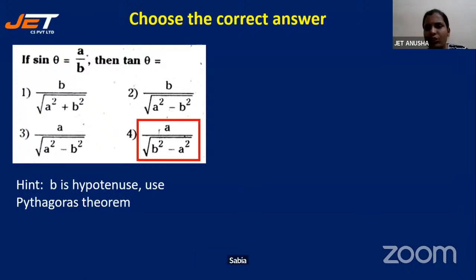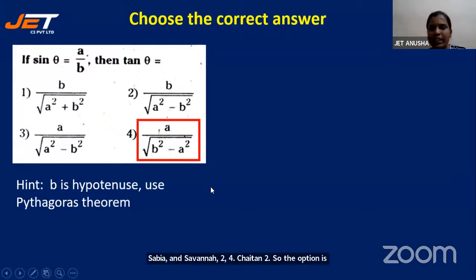Shravanya 2, 4. Chetan 2. So the option is 4. Shravanya, very good. Only a few of them gave me the correct answer. Please check your answers. I think you made some mistakes in the calculations part.